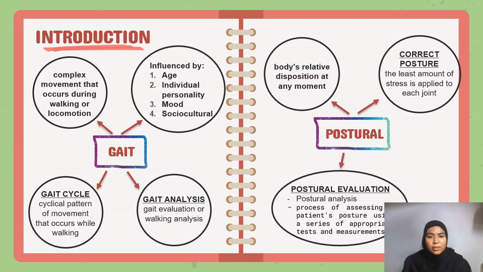An individual's gait pattern is influenced by several factors, which are age, individual personality, mood, and social cultural factors among them. In gait, we have divided it into two types, which are gait cycle and gait analysis. Gait cycle refers to the cyclical pattern of movement that occurs while walking. A single gait cycle begins with the heel of one foot striking the ground and ends with the same heel striking the ground again.